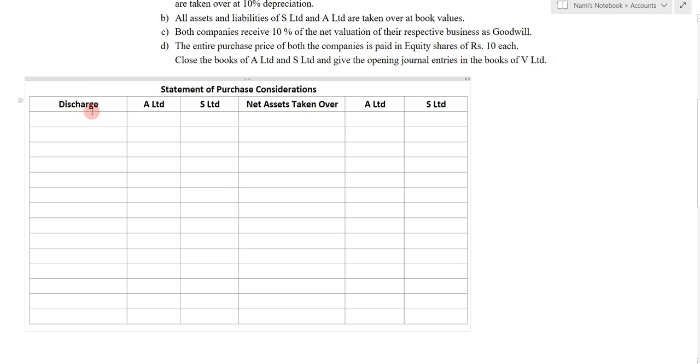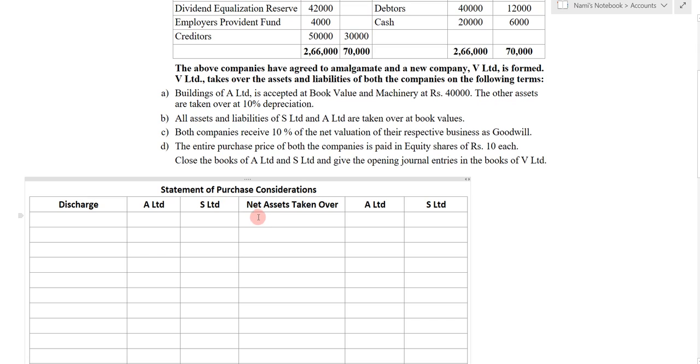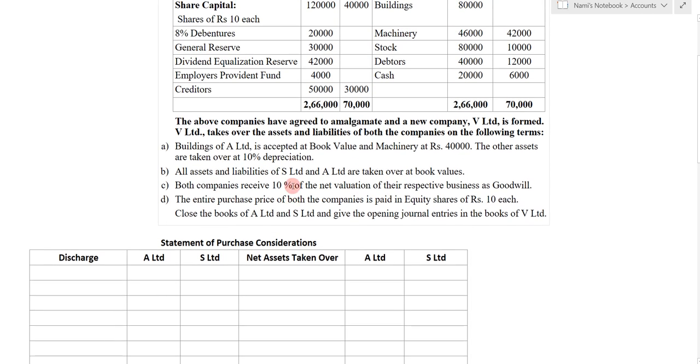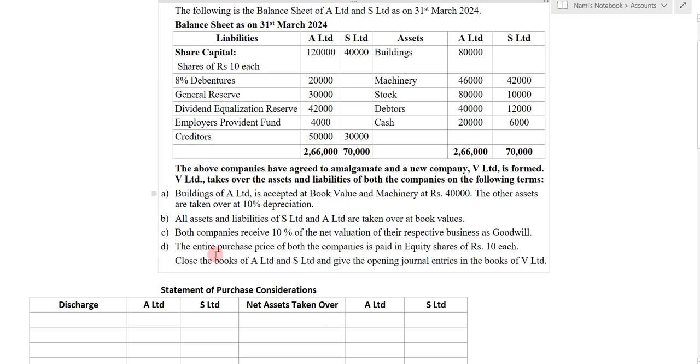Okay, discharge, in which order we are going to discharge the payment, then A Limited and S Limited, net asset taken over A Limited and S Limited. After preparing this account, first we will take all the assets and liabilities which are taken by the B Limited, of A and S Limited. So first, in the net asset taken over, we will see here in the additional information they have said that B Limited takes over the assets and liabilities of both the company on the following terms and conditions.